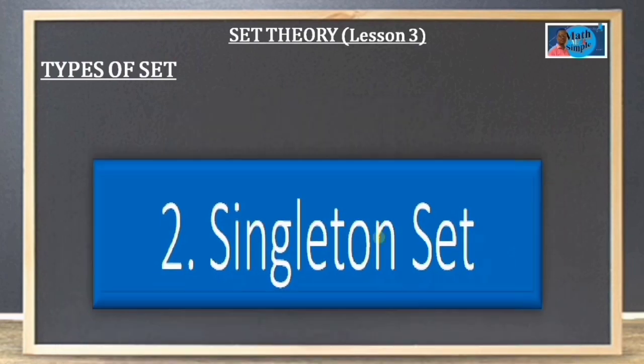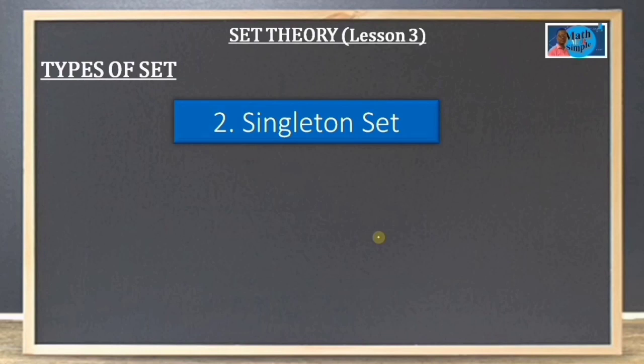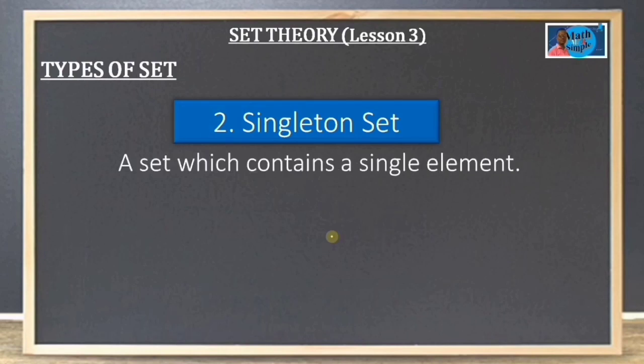And the next one, we will look at the singleton set. A singleton set is a set which contains a single member. If you have set B equals 3, for example, this is a singleton set because it has only one member in that set. So that's a singleton set.